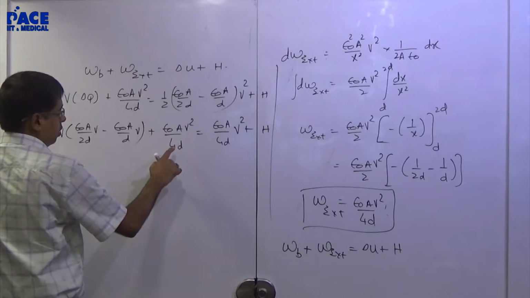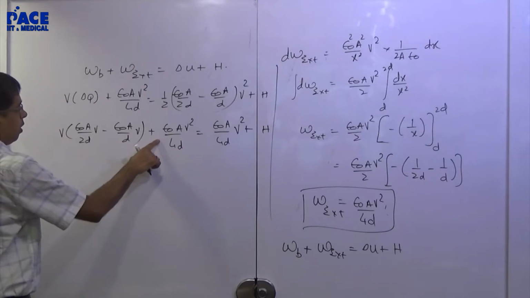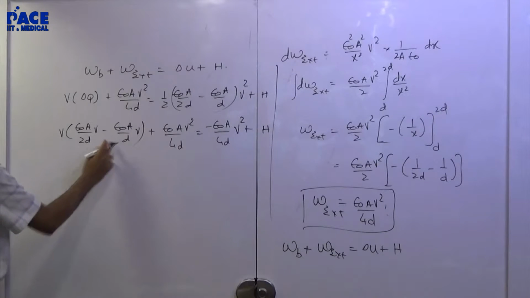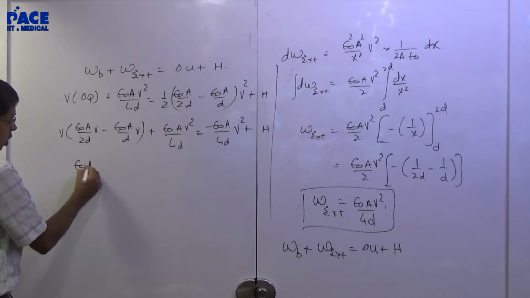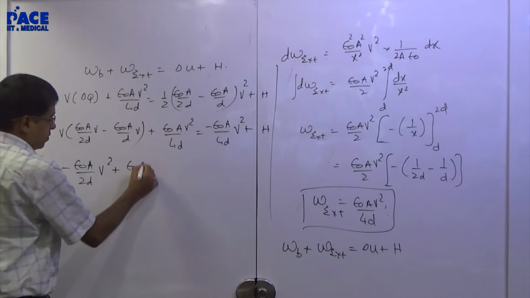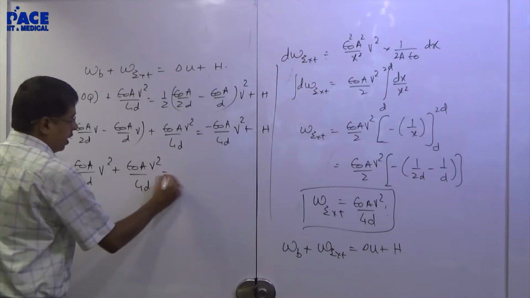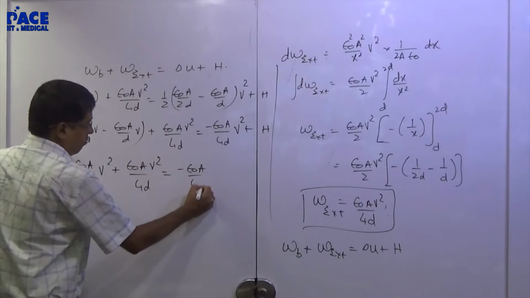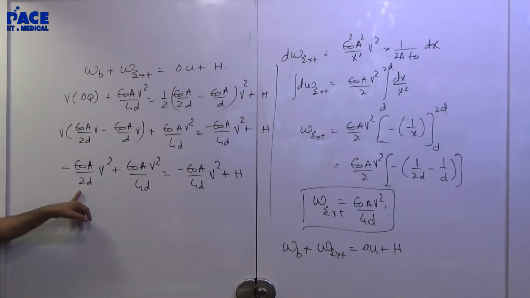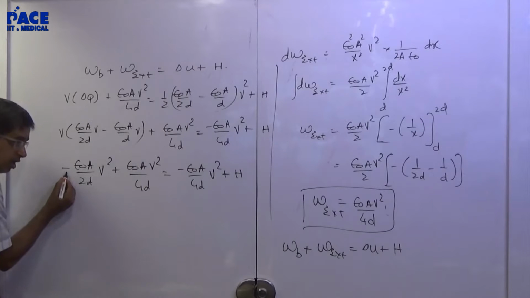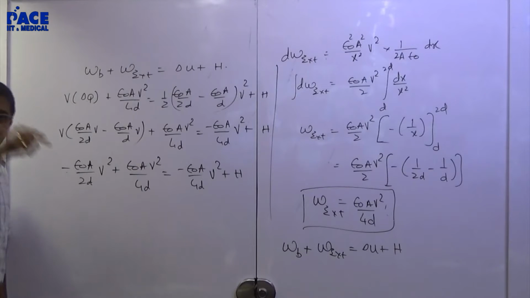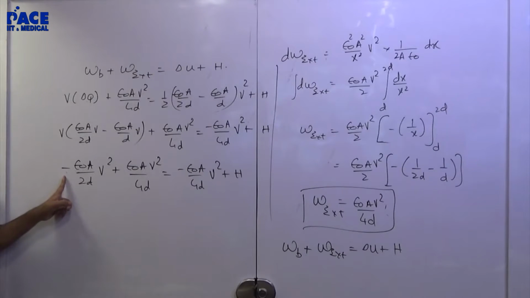The negative sign on the right side. Now this will turn out to be epsilon naught A by 2D V square with a negative sign: epsilon naught A V square by 4D minus epsilon naught A by 4D V square plus heat loss. Are you able to see this? Why did you get a negative sign here? Because charge went back into the battery. Work is being done on the battery, hence you got a negative sign.